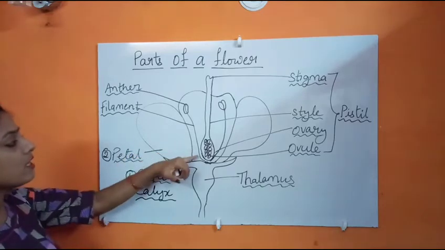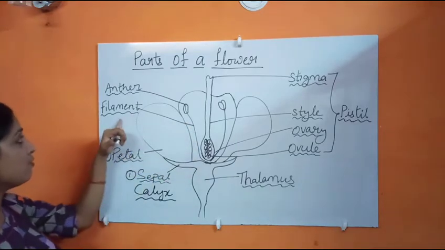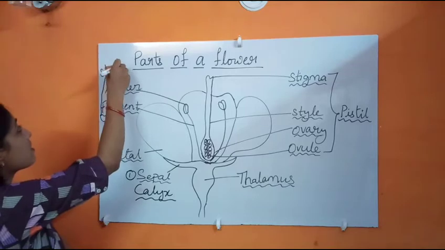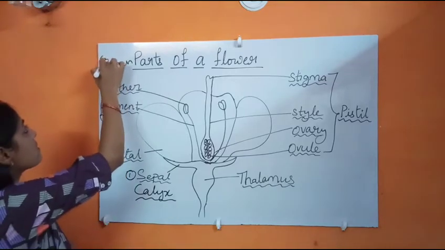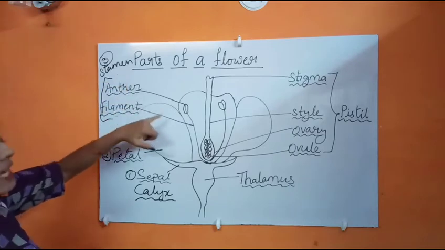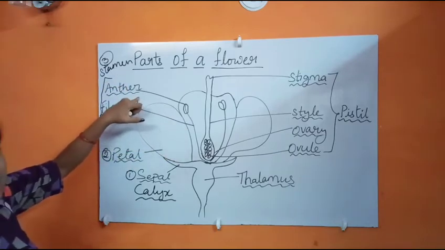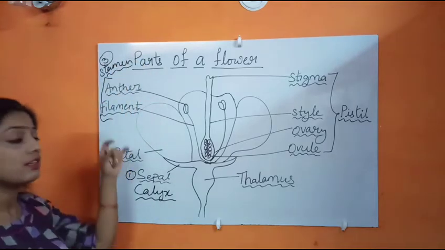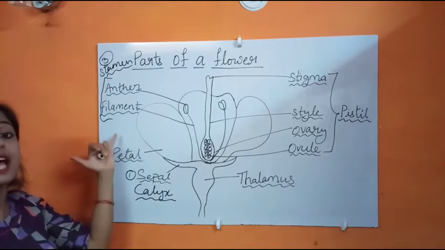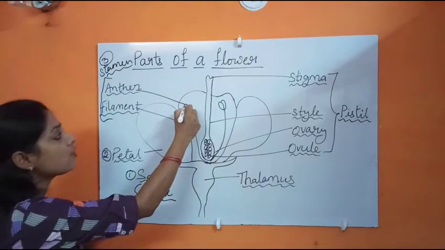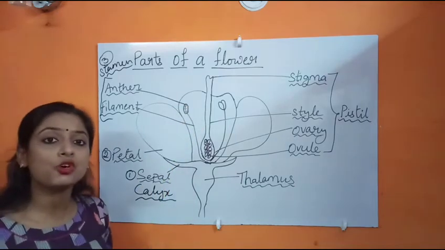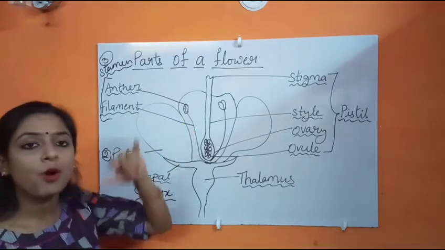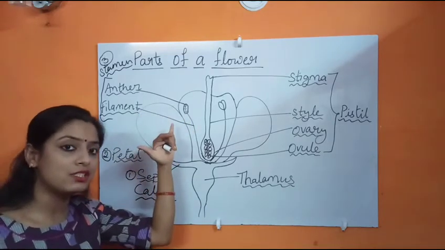Next is this part, as you can see, filament and anther. It is stamen. Third one is stamen. It consists of a filament and anther. Stamen is the male part of a flower. Okay. Stamen consists of anther and filament. Anther, as you can see, when anther matures, it forms pollen grains. So anther has pollen grains. Pollen grains, they contain male gametes.